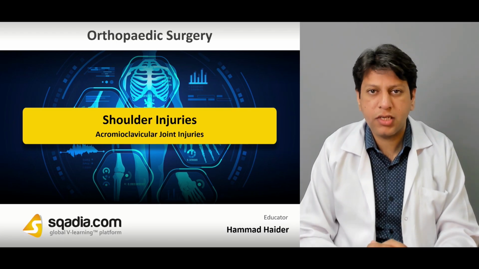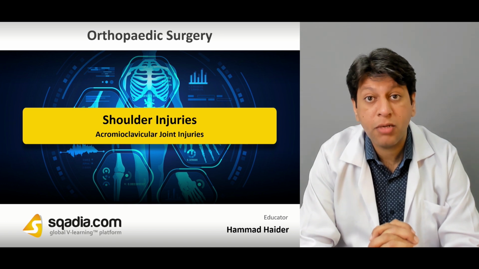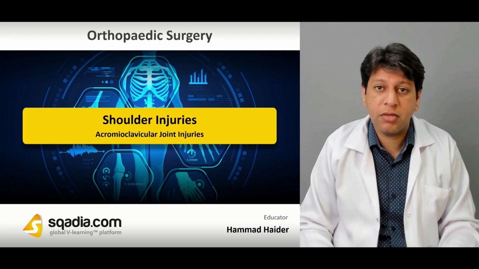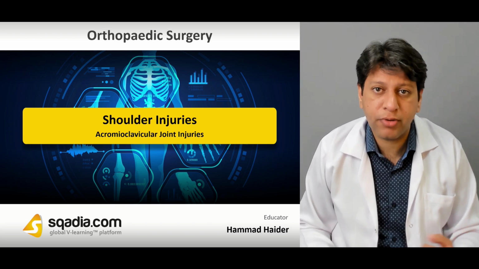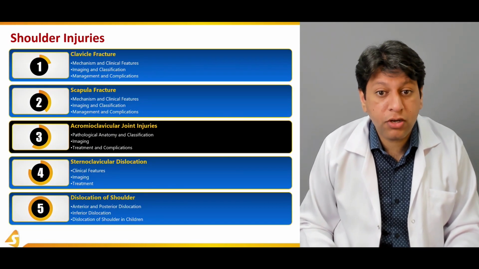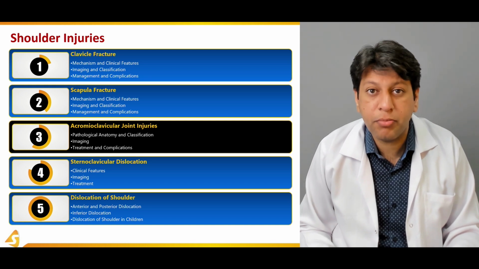Now moving on to our third section, the acromioclavicular joint injuries. It is one of the very important joints, and one of those joints in which sometimes there's a lot of confusion whether to go for an operative or non-operative approach. We'll be briefly discussing the pathological anatomy and its classification, imaging, treatment, and complications.